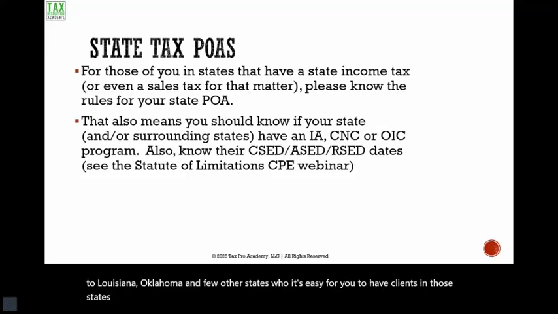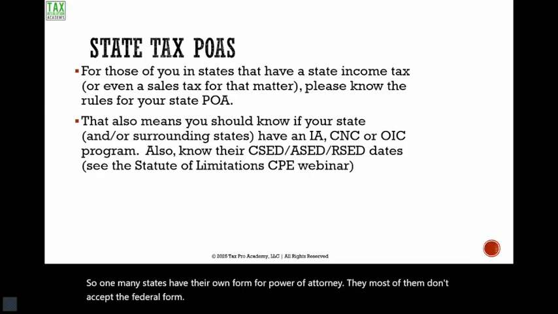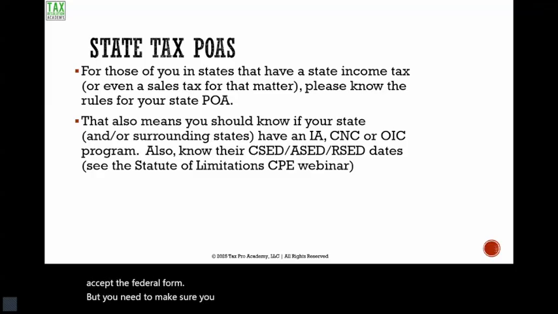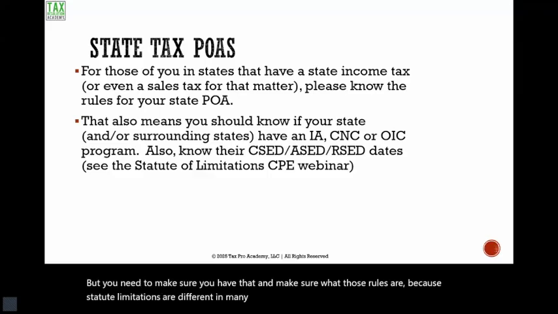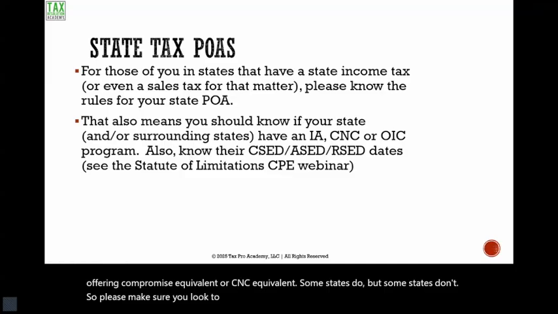But wherever you are dealing with, don't forget that if you have a federal issue, they are likely to have a state issue. So one, many states have their own form for power of attorney. Most of them don't accept the federal form, but you need to make sure you have that and make sure you know what those rules are because statute limitations are different in many states. Whether or not they have a payment plan or the offer in compromise equivalent or a CNC equivalent, some states do, but some states don't. So please make sure you look to that particular aspect.